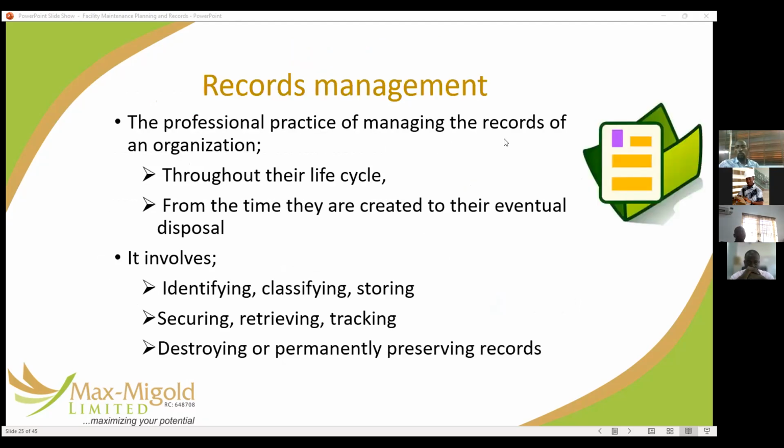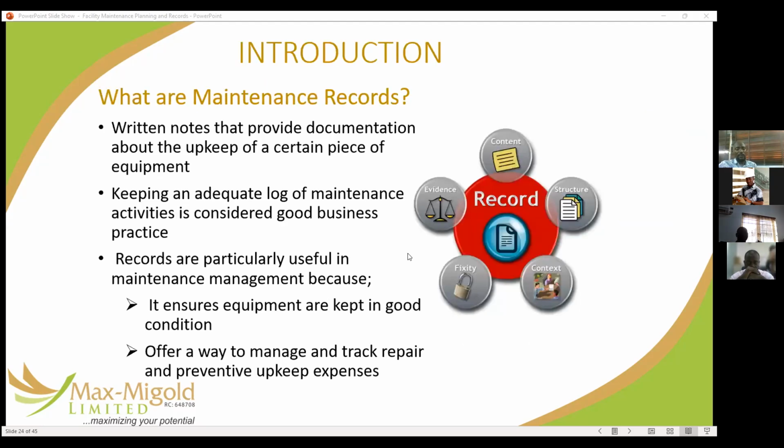Then when you want to make a request for a replacement of an asset, with your equipment record, you can easily use that to justify the reason why you are requesting a replacement. Because when the cost of maintenance is equivalent to the cost of replacing that equipment, it is always better you get that equipment replaced, because a new equipment will serve you better compared to continuous repair.